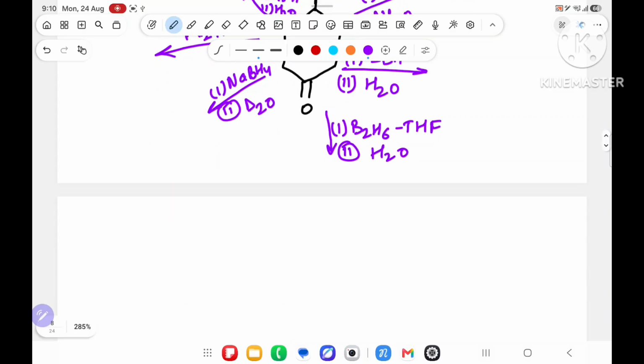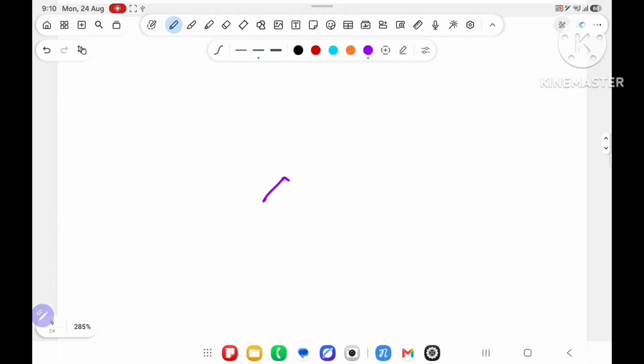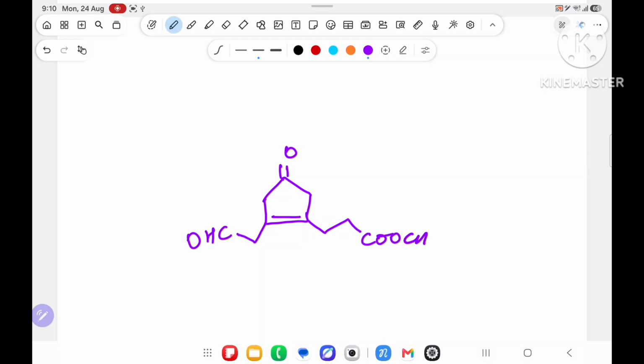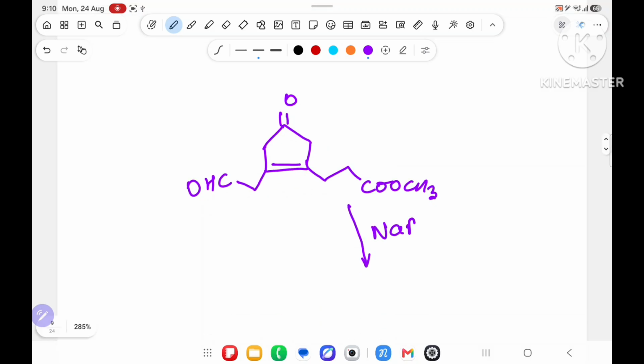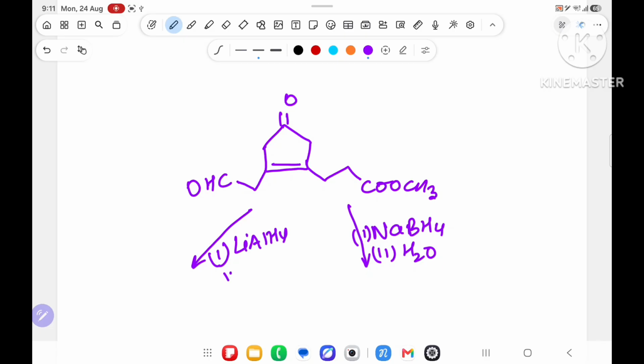That is the first question. The second question I have taken like this: a compound with a C double bond O, a CHO group, and a COOCH3 group, and I have taken two reagents only over here. One is NaBH4 as the first reagent and the second reagent is H2O. Over here I have taken the first reagent LiAlH4, and the second reagent is H2O.